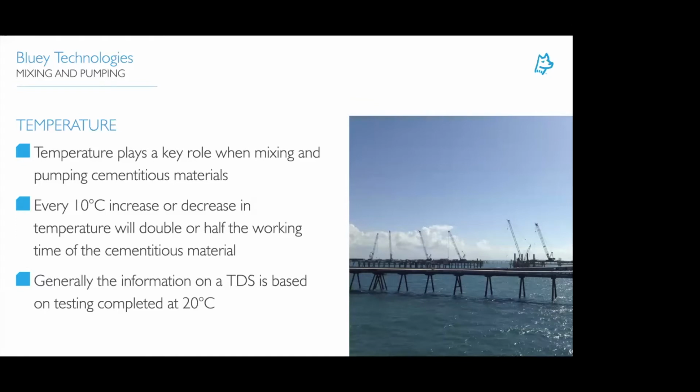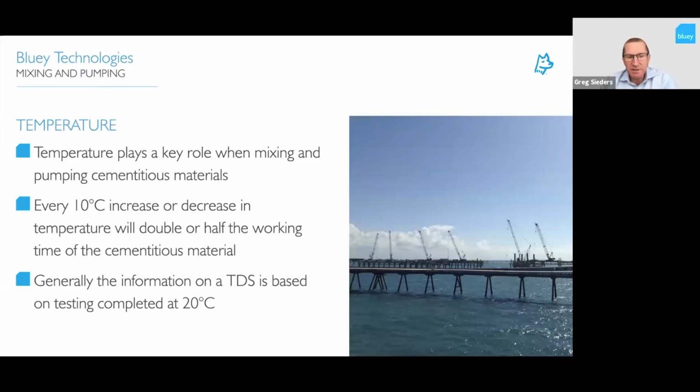The temperature plays a key role when mixing and pumping cementitious materials. Every 10 degrees increase or decrease in your temperature will either halve or double the working time of your cementitious material. What we're talking about there is that on the TDS of a product that you've chosen, they'll have a working time, a set time for the grout. And these are generally tested at 20 degrees in lab conditions.